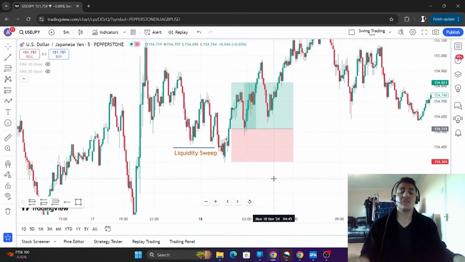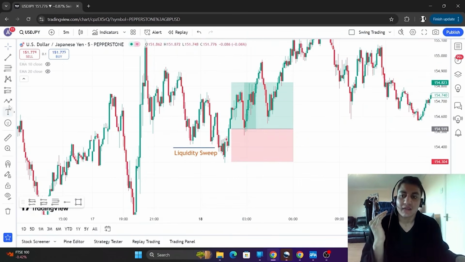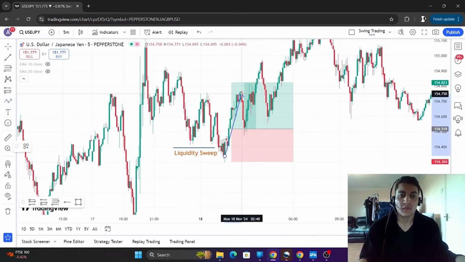And the key thing is, you're going to need the patience to actually wait for the liquidity sweep, because if you don't wait for it, you're going to get swept. You're going to get the bias absolutely right, like I used to all the time, but you're going to be impatient. You're not going to wait for the liquidity sweep. Price is going to come down. You're going to be the one that actually got swept.